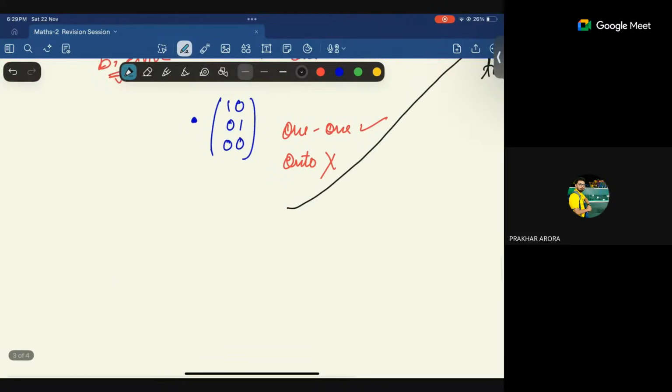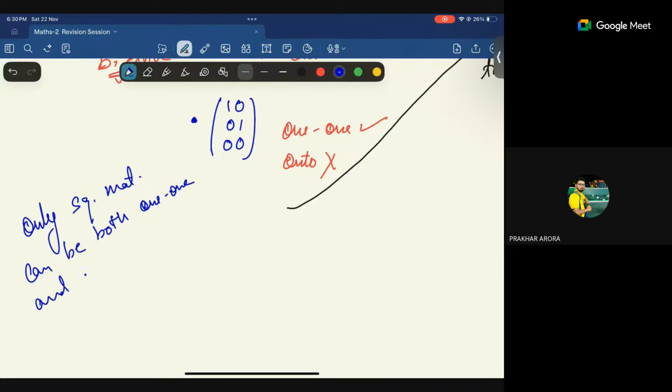So one thing is, only square matrices can be both 1-1 and onto. Now do you need me to give you the reason for this? I hope not. You can see for yourself that the only way that all the rows and all the columns can have pivots is when it is a square matrix. This is it. Very good.